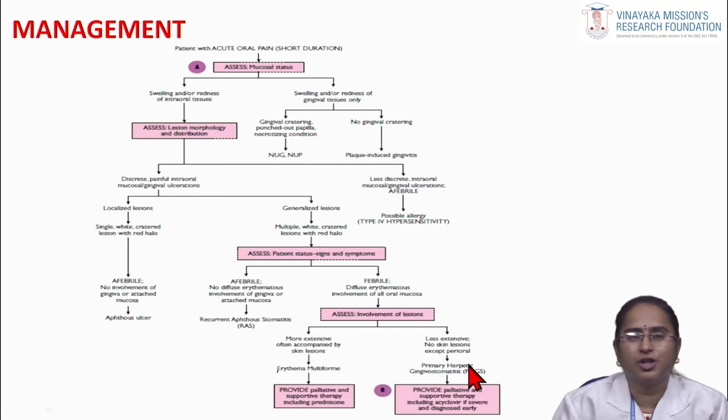In case of primary gingivostomatitis, palliative therapy should be given. If the disease is identified before 3 days of onset, acyclovir, that is an antiviral drug, can be prescribed. If it is identified after 3 days of onset, antiviral therapy alone will not be sufficient. We have to go with palliative care along with antiviral therapy. Palliative care includes nutritional supplements. In case of pain, NSAIDs should be given to relieve the pain.